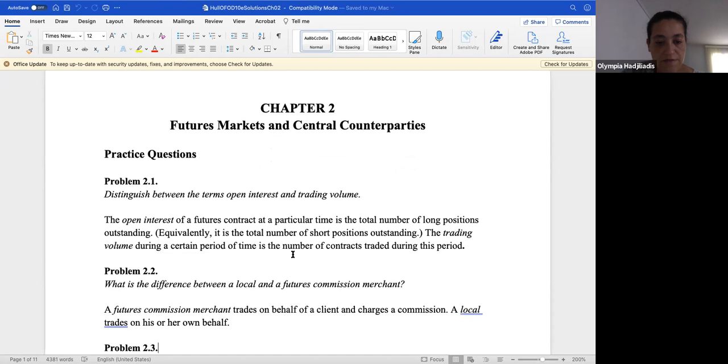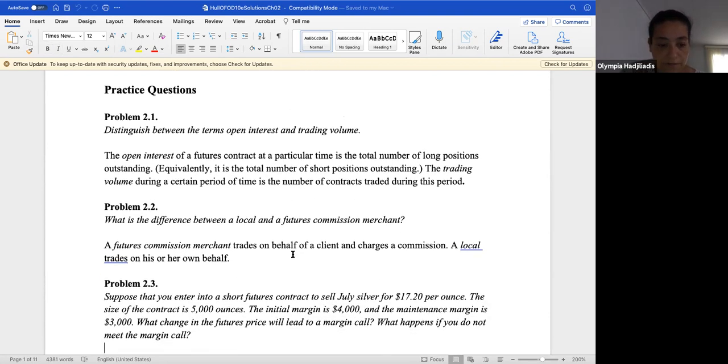So what is the difference between a local and a futures commission merchant? A futures commission merchant trades on behalf of a client and charges a commission. A local trades on his or her own behalf.